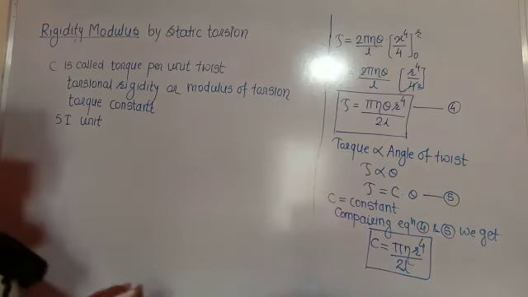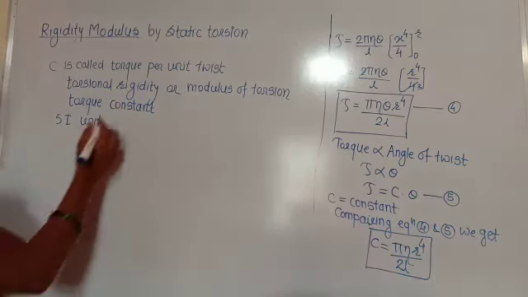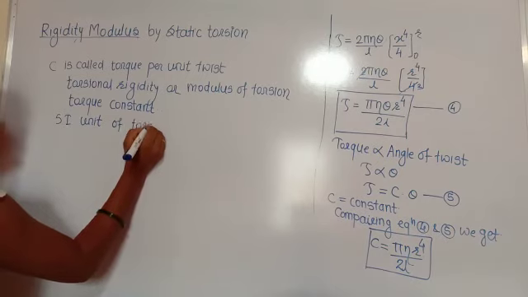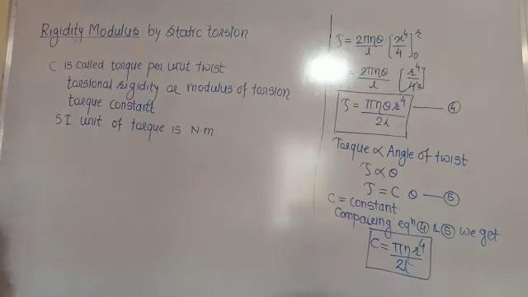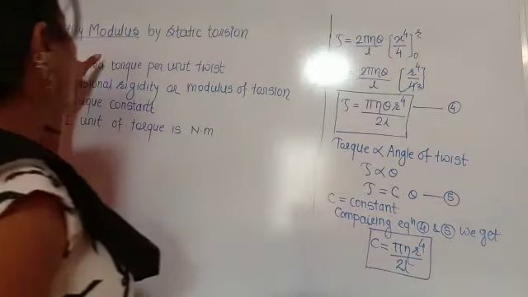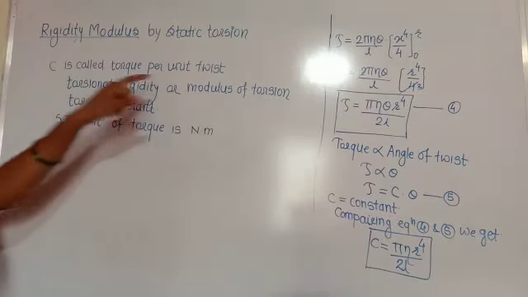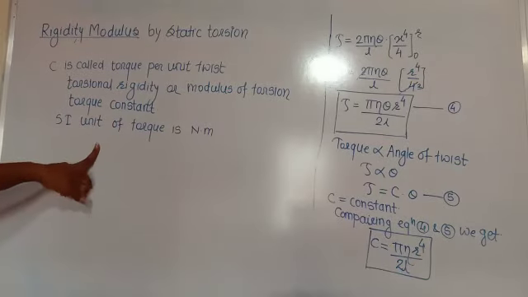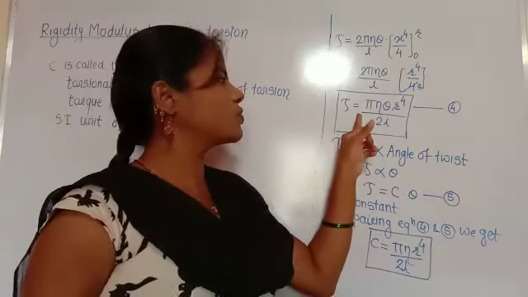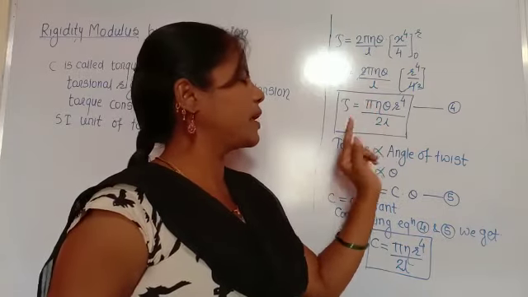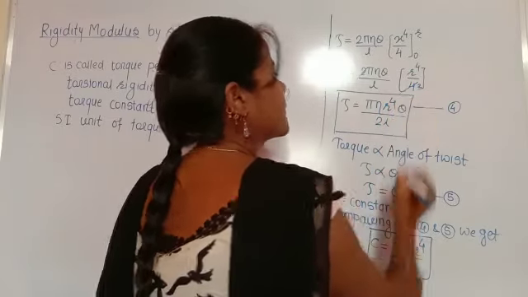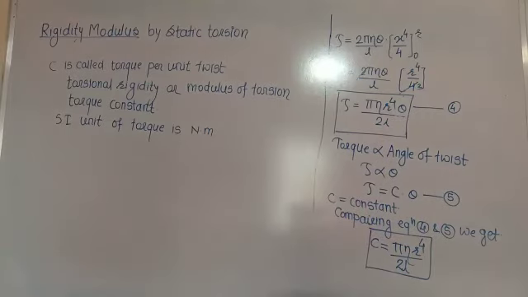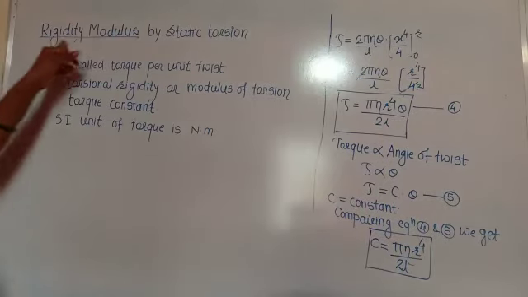The SI unit of C is the SI unit of torque, that is, torque is nothing but force into displacement. So the SI unit of torque is Newton meter. So this is all about the rigidity modulus or the modulus of torsion or the torsional rigidity by static torsion. The expression we found is torque is equal to pi eta theta r to the power 4 divided by 2L. This is the expression for the rigidity modulus by static torsion.